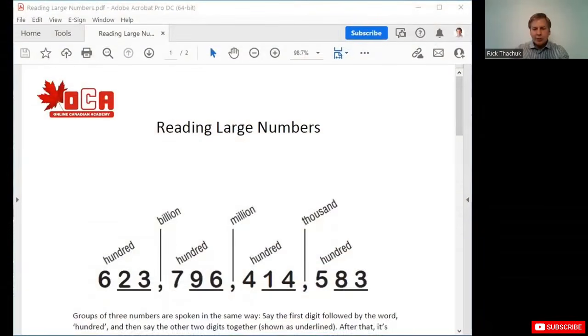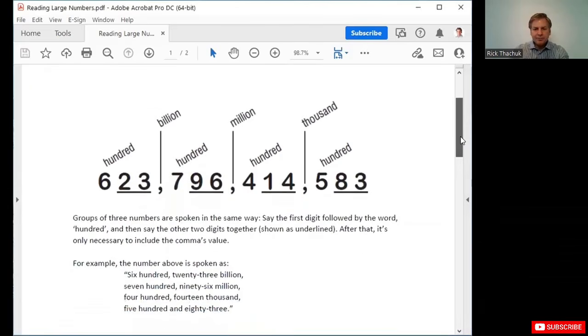Reading large numbers. This number here may seem intimidating, but don't worry, it's actually quite rational how to read this number. Let's take it in steps. Groups of 3 numbers, like these 3 right here, or these 3 right here, or these 3 right here, are all treated in the same way. You say the first digit, followed by the word 100, and then say the other 2 digits that are underlined. Say this is one number.